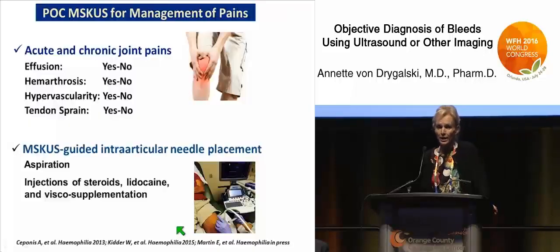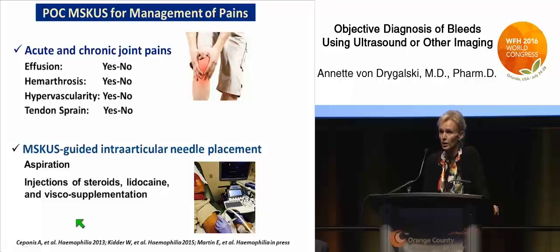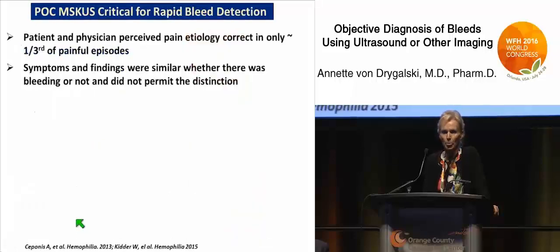So with that, we come back again to our point-of-care ultrasound for management of pains. What I like to use it best for in my clinic is truly acute and chronic joint pains, for a simple question, helping the patient and myself to answer: is there an effusion? Yes, no. Is there hemarthrosis? Yes, no. Is there hypervascularity? Yes, no. Are there tendon sprains or maybe some other advanced diseases that we can diagnose? Yes, no. And I also like to use it for musculoskeletal-guided intra-articular needle placement for aspiration and injection, and we will talk a little bit about that.